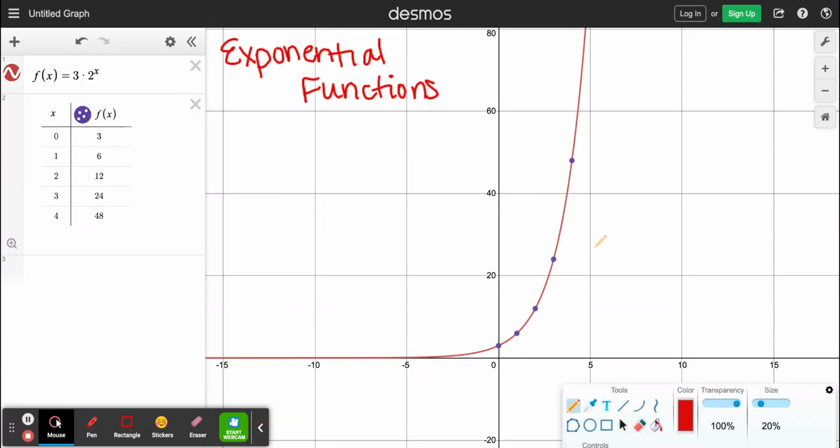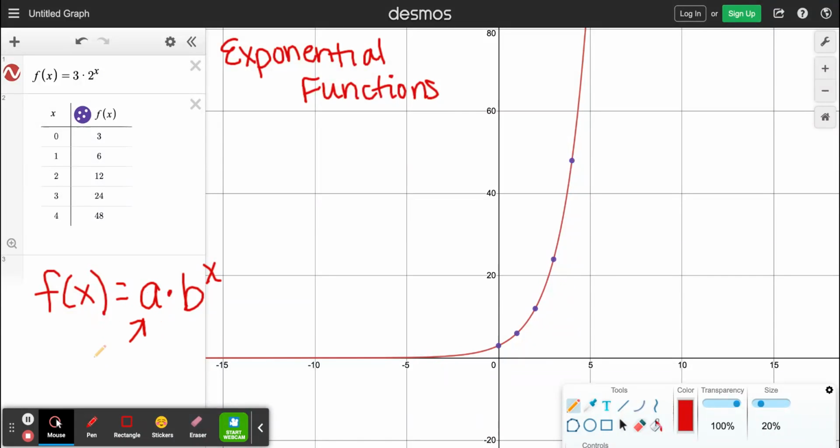This video is about exponential functions. Exponential functions have an equation that looks like this, f of x equals, and in general, we could say a times b to the x power. We know it's an exponential function when we look at the equation because the variable is in the exponent.